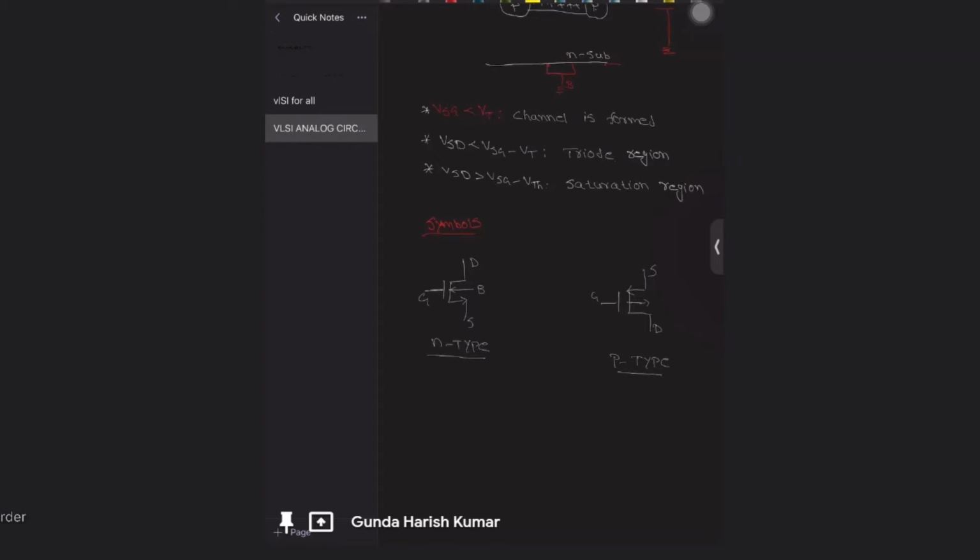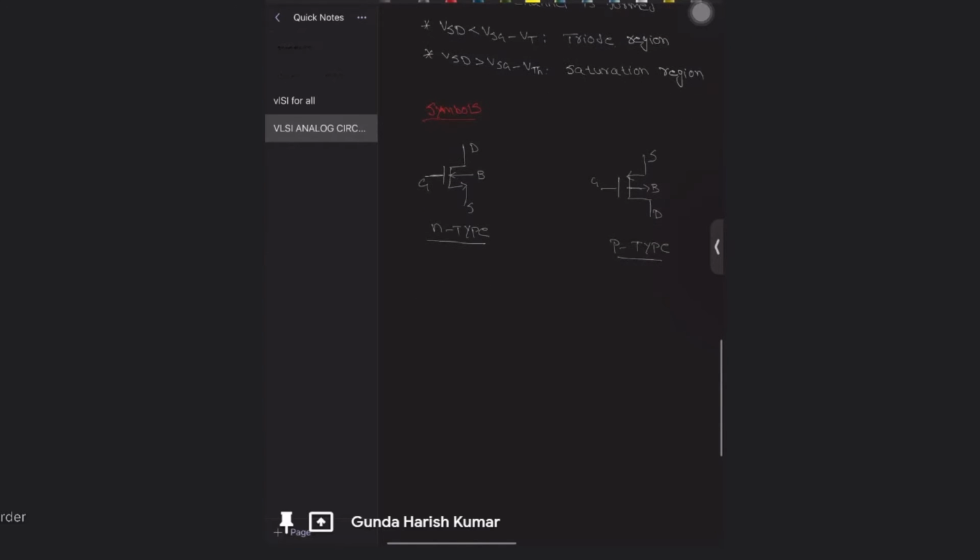This is a source. This is a gate. This drain and body is similar. These are the symbols of MOSFET. Now we will tell you some examples to find the regions of operation.